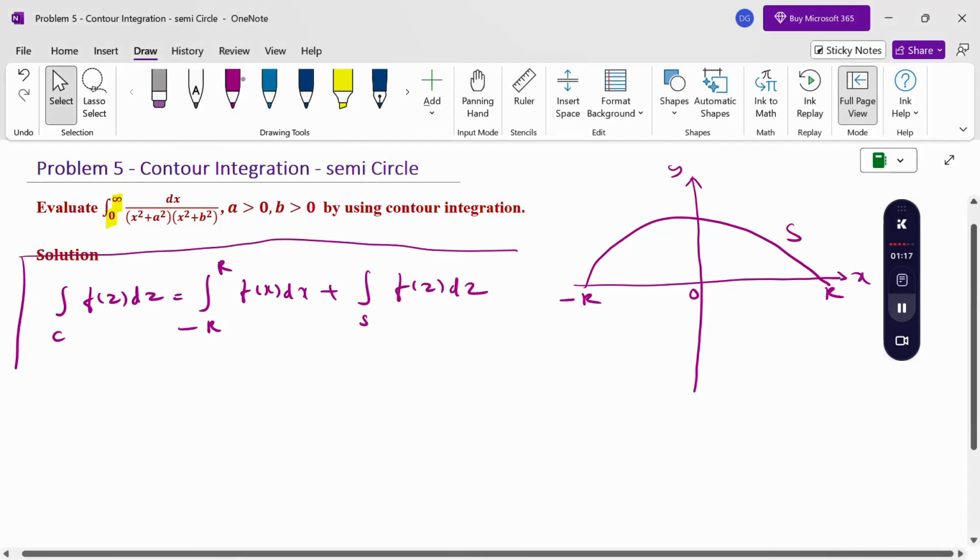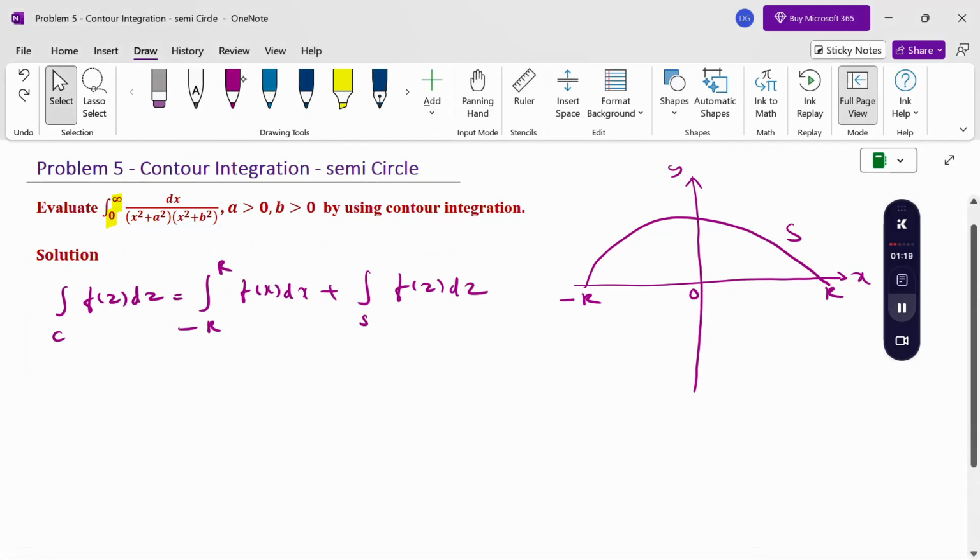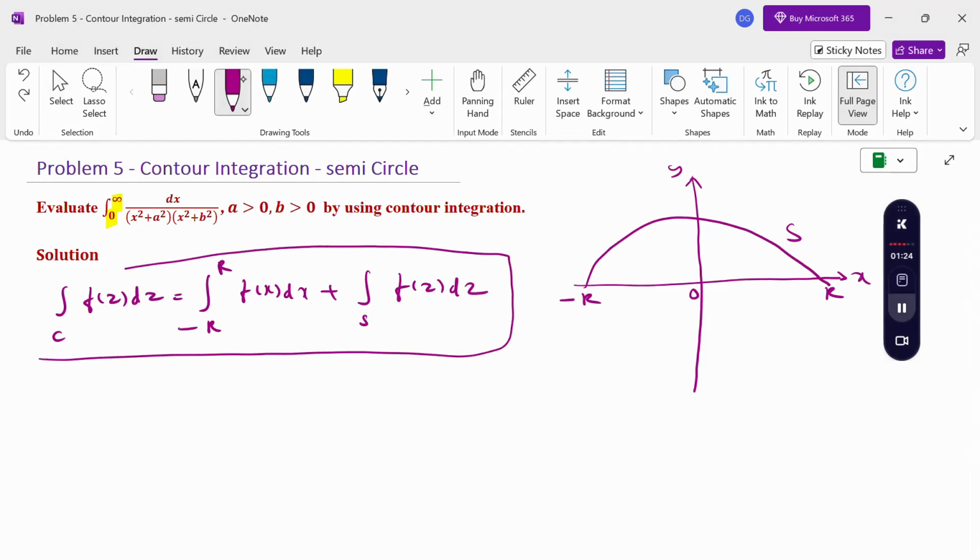But the problem is, in the given problem, minus infinity to plus infinity is not given. When minus infinity to plus infinity is given, we can apply this condition directly and easily solve. But here it is not given minus infinity to plus infinity, only 0 to infinity. So our main aim is to convert this 0 to infinity into minus infinity to plus infinity. How to convert? Using odd function and even function.